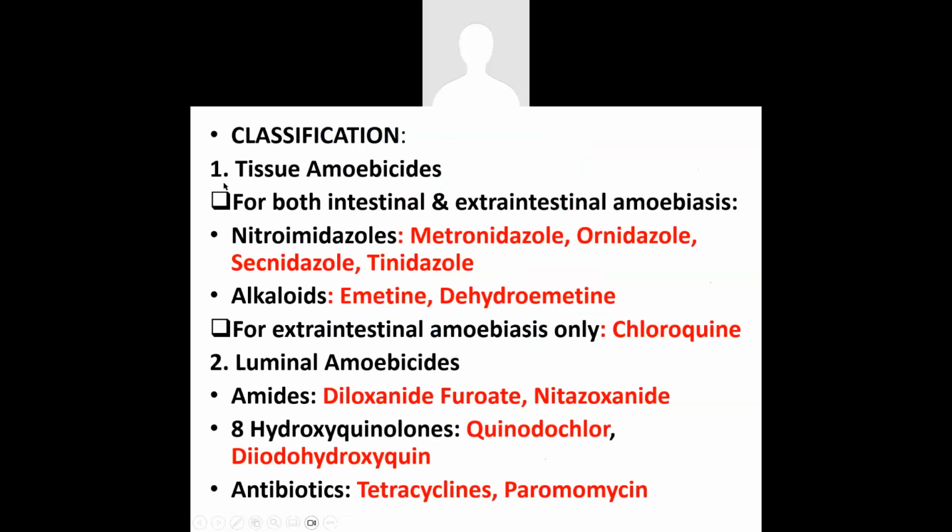Classification of amoebiasis: we have intestinal amoebiasis and tissue amoebiasis or extra-intestinal amoebiasis. For tissue amoebiasis, for both intestinal and extra-intestinal amoebiasis, we can use nitroimidazole or alkaloids such as emetine or dehydroemetine. For the extra-intestinal amoebiasis, the only drug used is chloroquine.